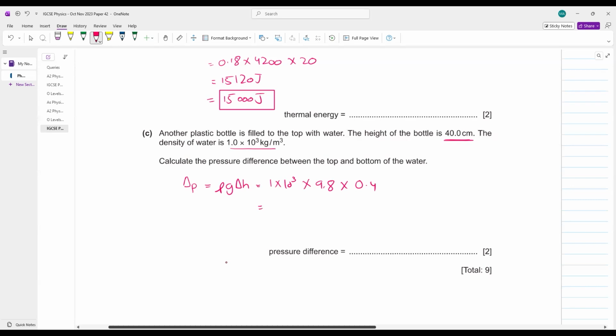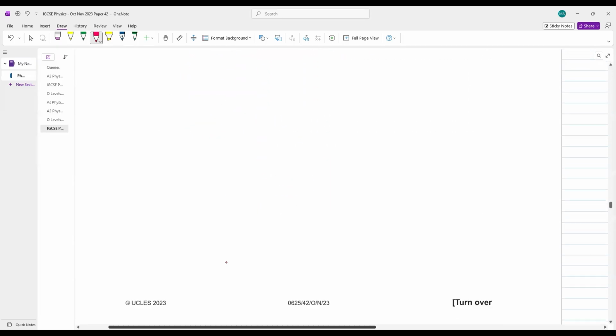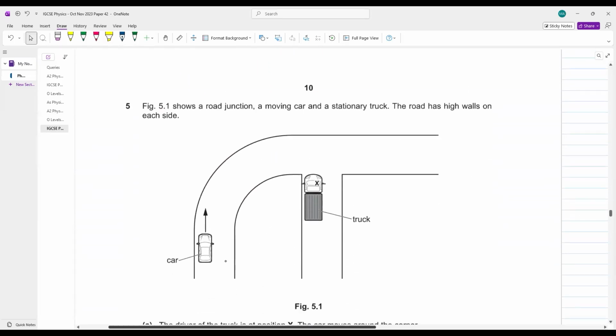Can you calculate the change in pressure? 10 to the power of 3 into 9.8 into 0.4. This comes out to be what? 3920 pascals as your pressure difference. Two significant figures again. 3900 pascals comes out to be an answer.